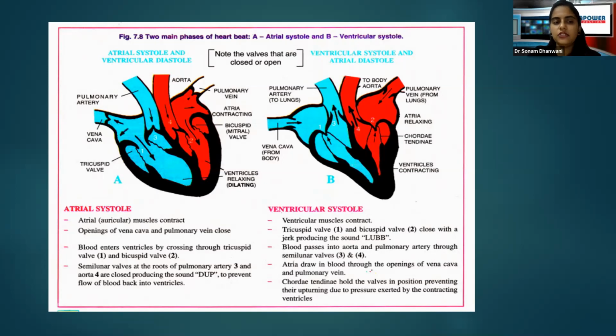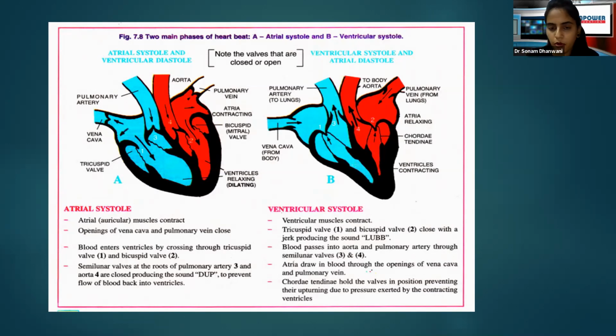Now जैसे atrial systole में atrial muscles were contracting, वैसे ventricular systole में ventricular muscles are contracting. Remember, we are still talking about the systole. Still we are talking about this contraction which is happening. अभी तक हम relaxation पे नहीं आए हैं, अभी तक contraction ही हो रहा है. Now in the ventricular systole, ventricular muscles are contracting. Tricuspid and bicuspid valves will close with a jerk, producing the sound lub. ठीक है? ये जो dup sound आ रहा था, this is coming from the closure of semilunar valves. Okay, and the lub sound is coming from the closure of tricuspid and bicuspid valves.